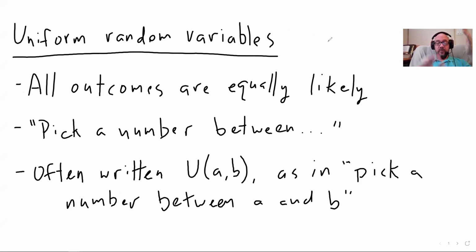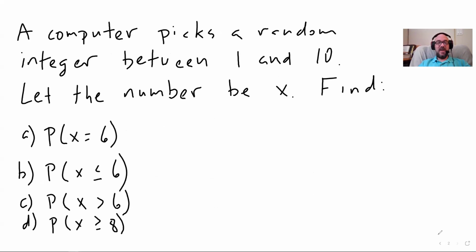In a uniform random variable, all outcomes are equally likely. So for instance, if you're doing the pick a number between 1 and 10 game, that's the classic example of this. The notation looks something like this. Instead of saying the uniform random variable from 1 to 10, you would say U(1, 10). That's pick a number between 1 and 10 essentially. So all the outcomes are equally likely. Let's see an example. This should be quick.